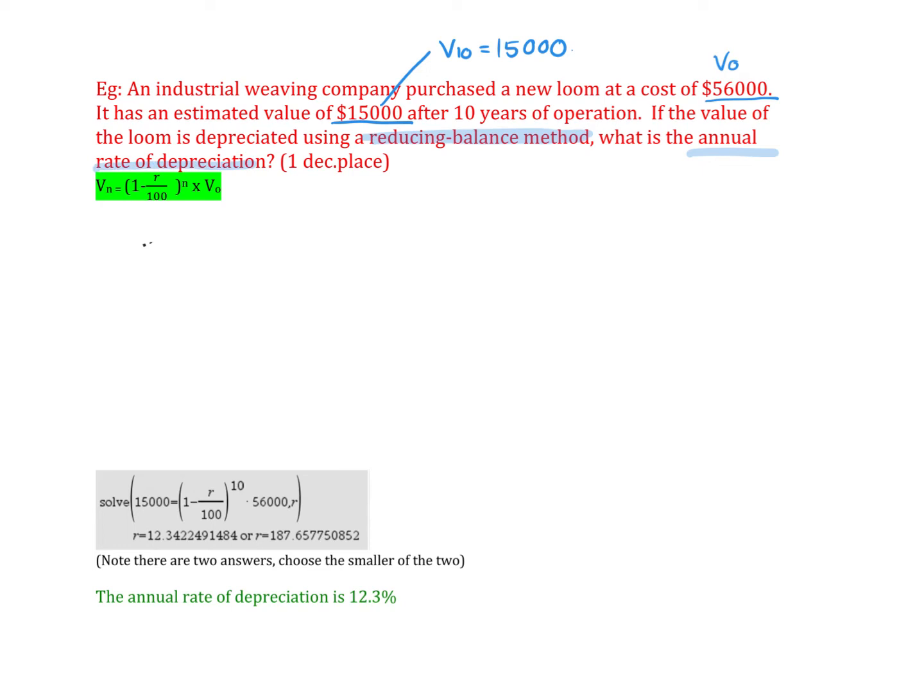So often you should write, well, that means that little r is my question. So somehow you should be able to fill in a formula with all the other details except for the r, and you'll be able to solve for it. So what I've done, because they gave me V10, I'm going to use the nth term formula. I'm going to use that. And what I'm going to do is, if I wrote V10 would equal 1 minus R over 100 to the power of n times V0.